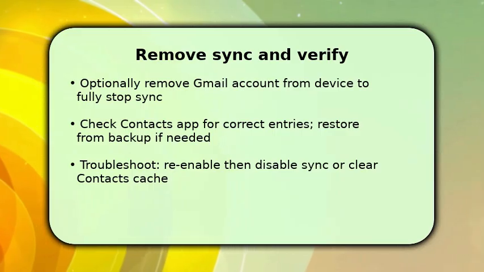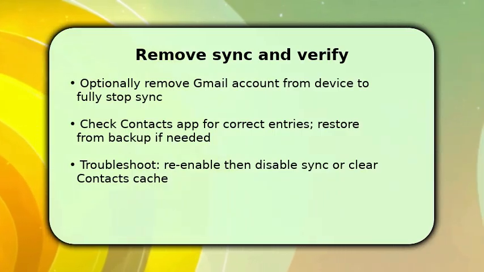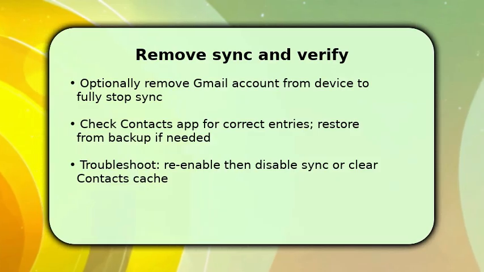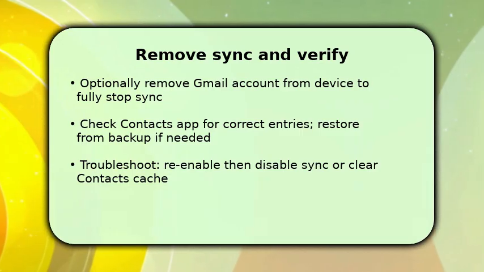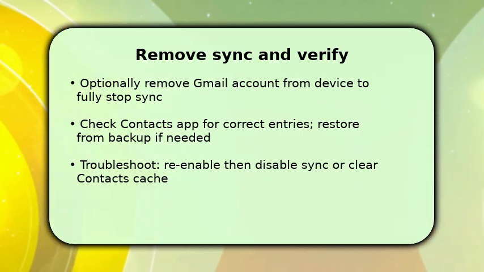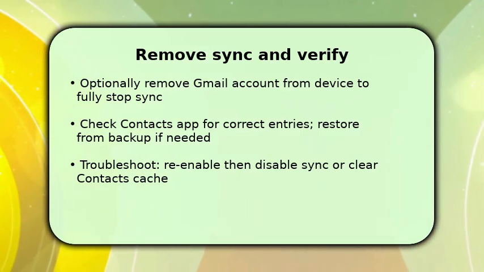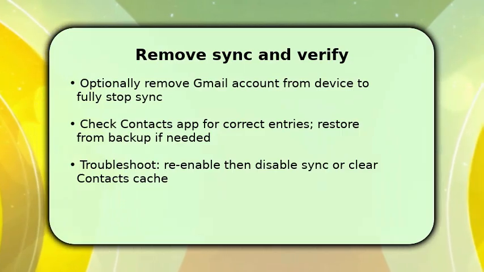If you see unexpected duplicates or missing entries, re-enable sync briefly, then turn it off again, or clear the Contacts app cache on Android. These steps force a fresh reconciliation. If problems persist, restore from the exported CSV or vCard copy.